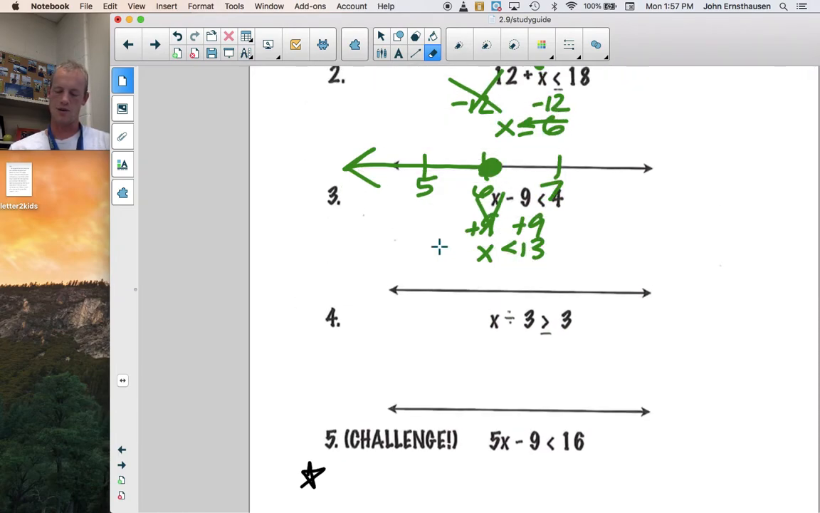That isn't going to work well, Mr. E. Okay, so how would I graph x is going to be less than 13? Why don't you guys try that while I erase?